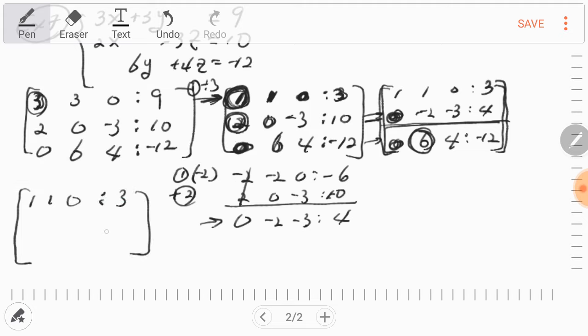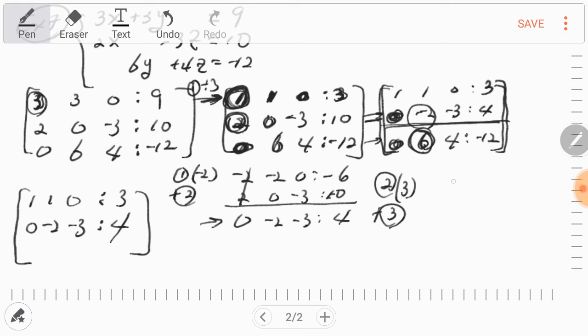Okay, first row unchanged, second row is 0, negative 2, negative 3, and 4. In order to write the third row, why don't we multiply the second row by 3? So negative 2 times 3 is negative 6. So when we add 6 to the third row, that becomes 0. So multiply the second row by 3 and add it to the third row.